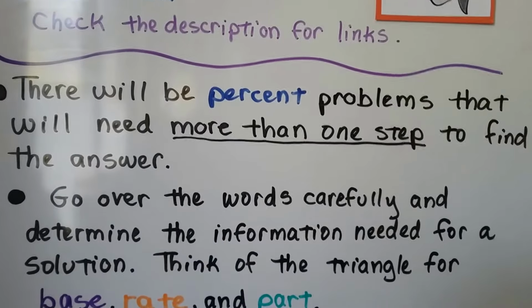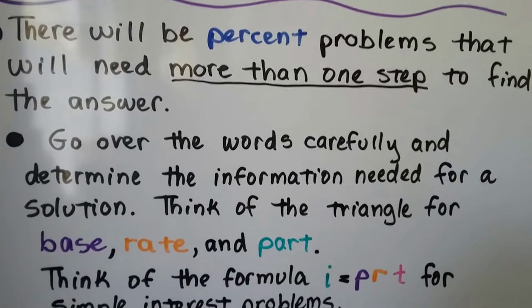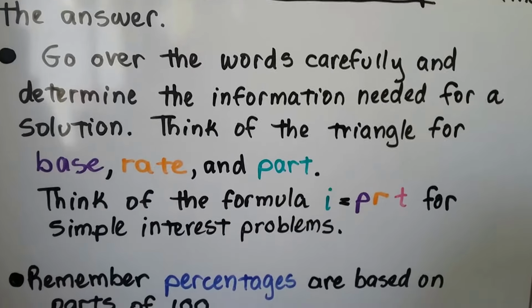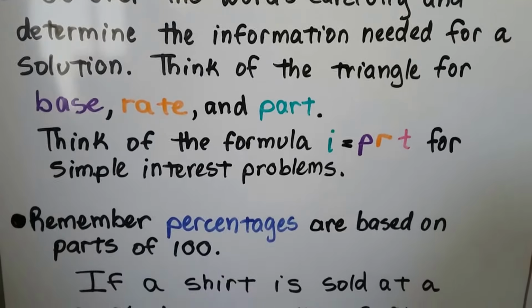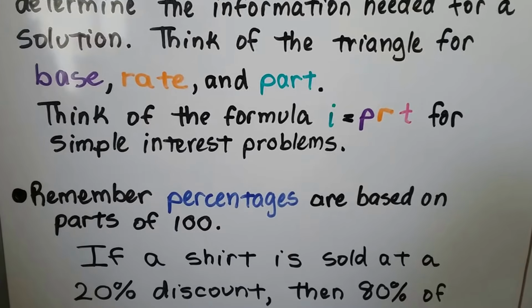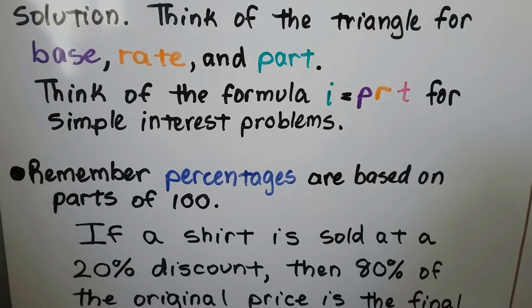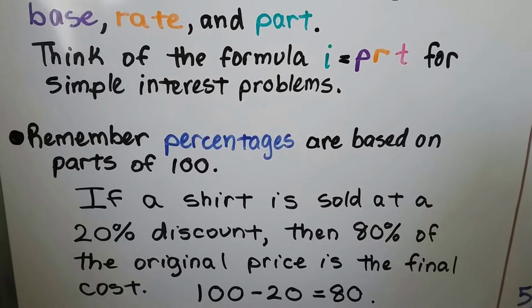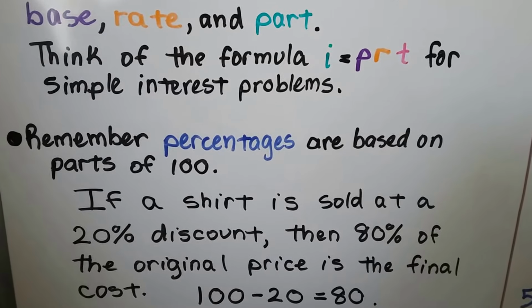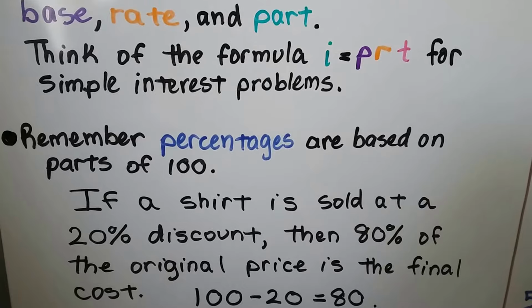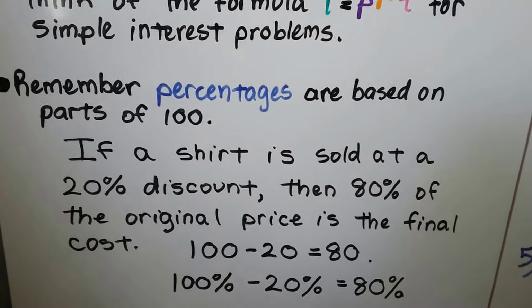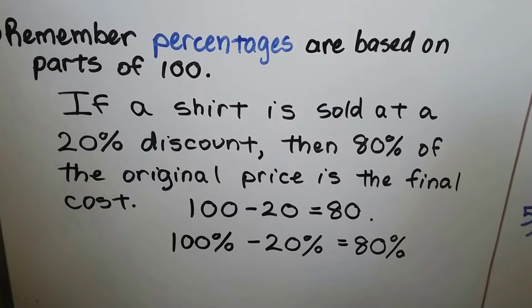So there are going to be percent problems that need more than one step to find the answer. We have to go over the words carefully and determine the information needed for a solution, and think of that triangle we've been using for base, rate, and part. And think of that formula, I equals PRT, for simple interest problems. The interest equals the principal times the rate times the time. And remember, percentages are based on parts of 100.